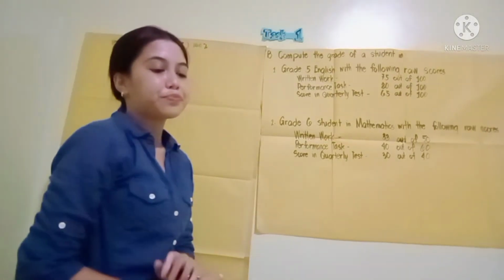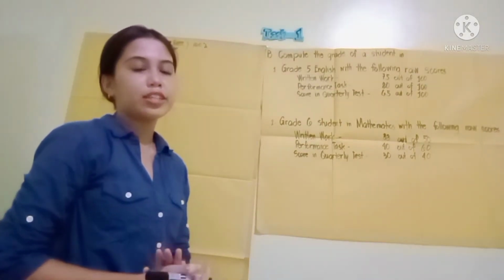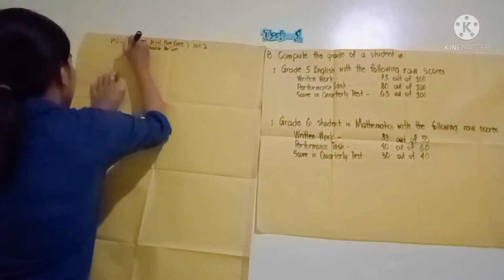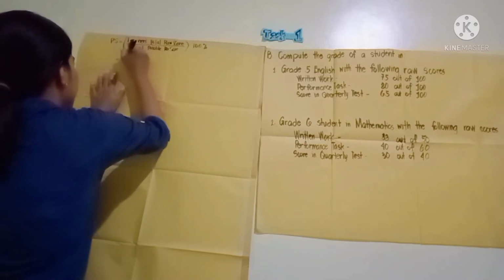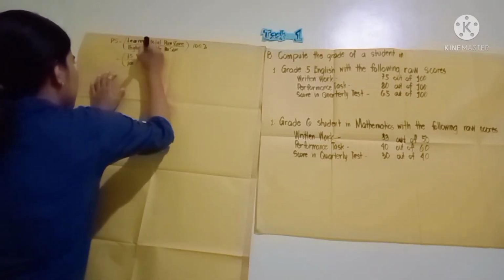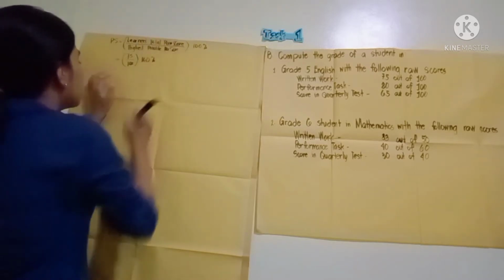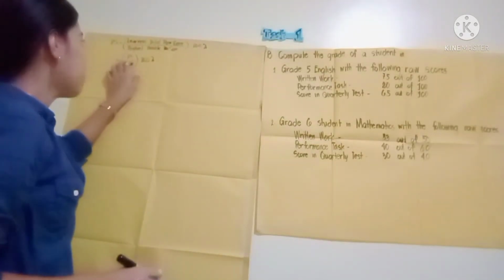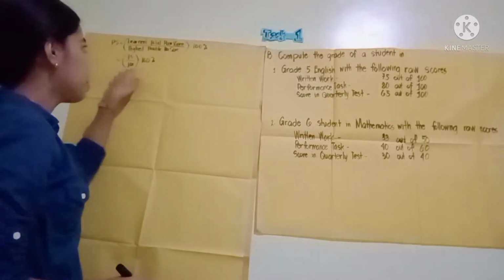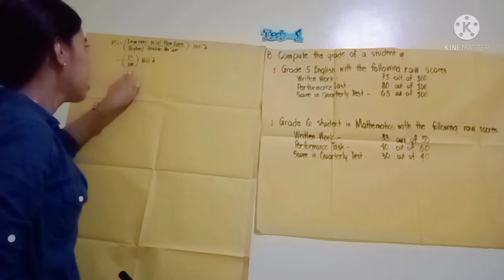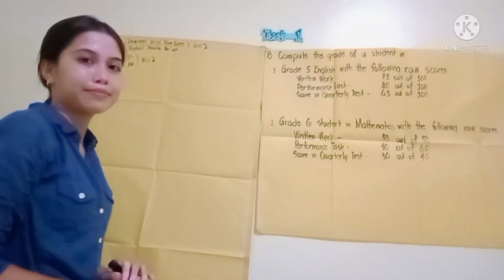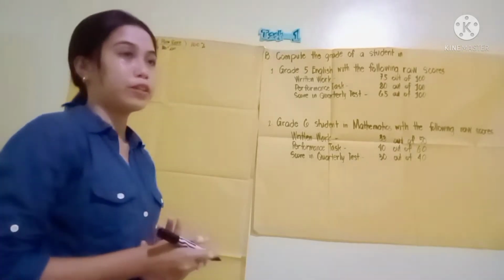So for the written work, the student got 75 out of 100. 75 over 100 times 100%. 75 is the learner's total raw score, and the highest score is 100. So this equals 75.